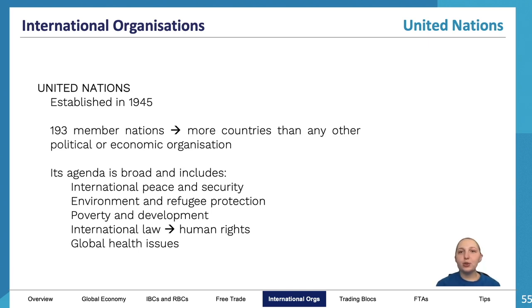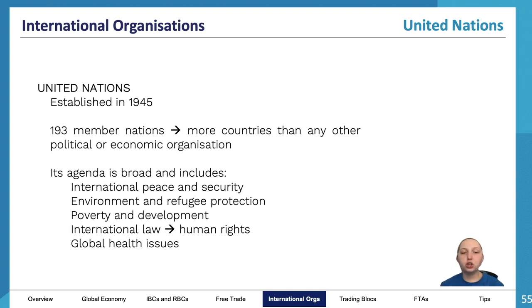Probably the most well-known international organisation amongst economics students before you start studying these is the UN. Established in 1945, with 193 member countries, which is more countries than any other political or economic organisation. It does have a very broad agenda: international peace and security, environment and refugee protection, poverty and development, international law, global health issues. I think they also have a particular group that helps with what we do if we find that aliens exist. The UN does a whole bunch of stuff.